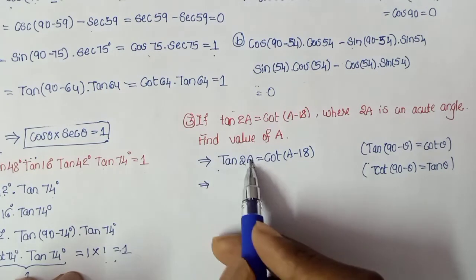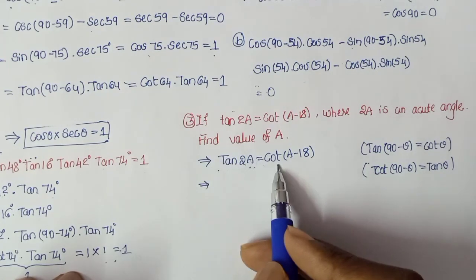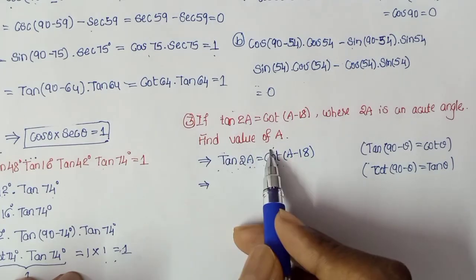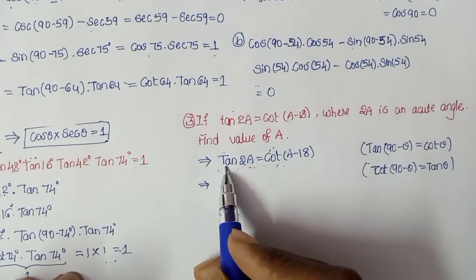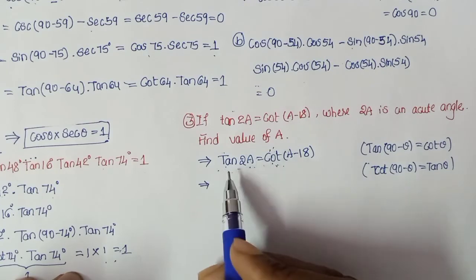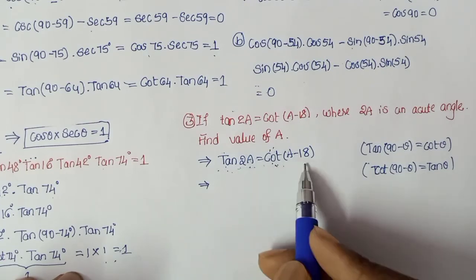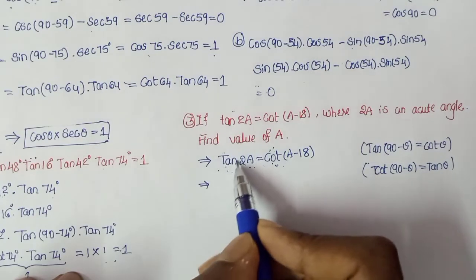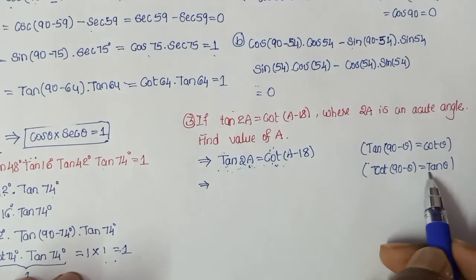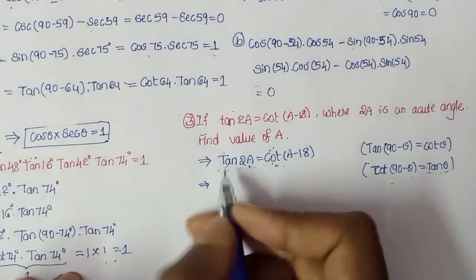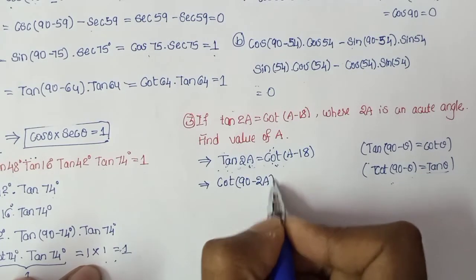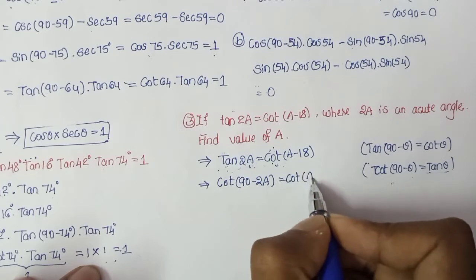We want to represent this in terms of cot, because here cot exists. If you want to compare these two angles, these trigonometric functions should be the same. That means if here is tan and here is cot, the angles should not be equated. If we have cot on both sides or tan on both sides, then only the angles should be equal. So here I am converting this tan into cot. Tan theta is equal to cot 90 minus theta. So I can write cot 90 minus 2a, which is equal to what they have given, cot a minus 18.